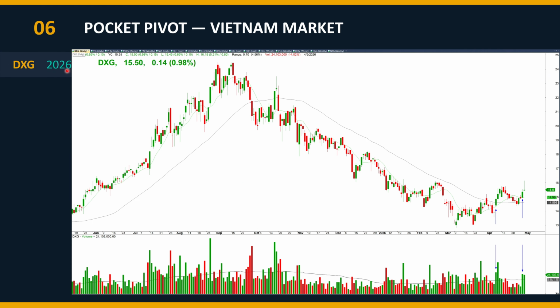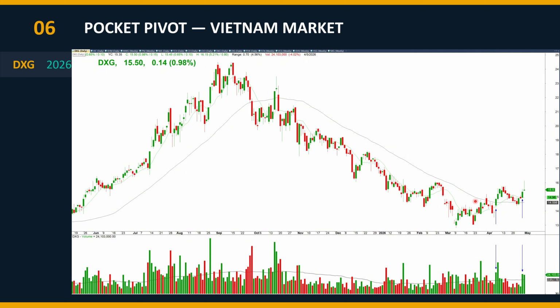DXG 2026, the most recent case study in the Vietnamese series and a live example from the current market. DXG produced a pocket pivot as the real estate sector continued to recover after declining from September 2025. Constructive base, tight weekly closes, volume declining steadily during the consolidation accumulation phase.